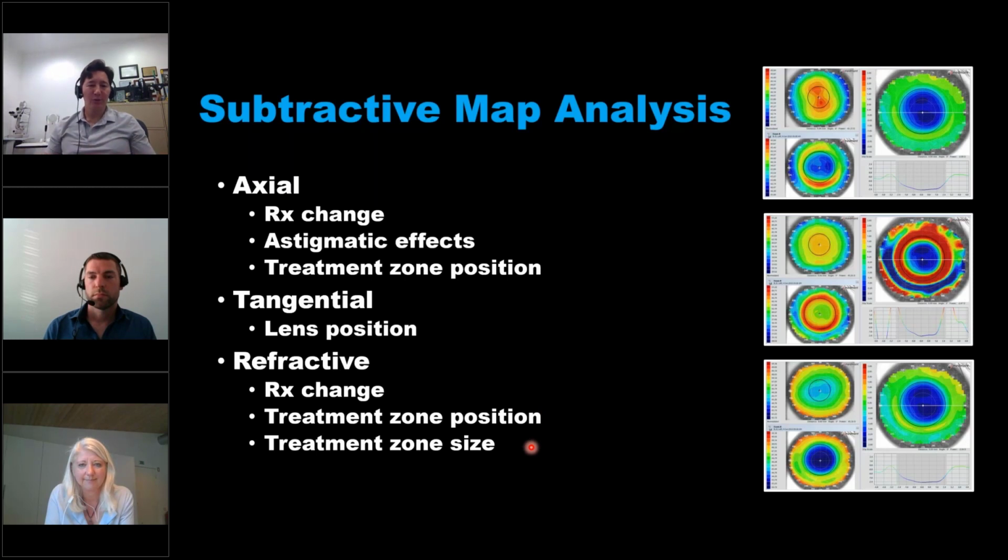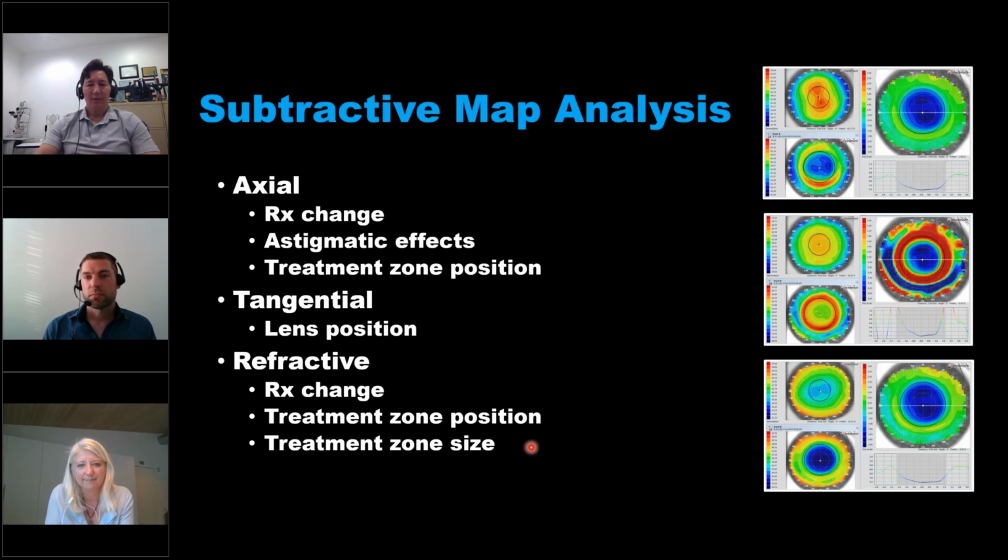Now, Nikki, your thoughts about using axial versus tangential versus refractive? Do you rely on one specifically? Do you use all three? Share with us your thoughts. I do the same as Meta. I use the axial map and the tangential map, but I hardly ever use the refractive map. In my opinion, the axial and tangential maps tell me nearly everything I need to know, so I won't get any real additional information from the refractive map.